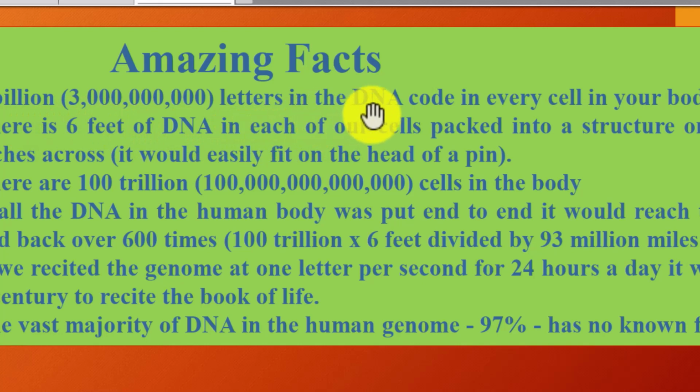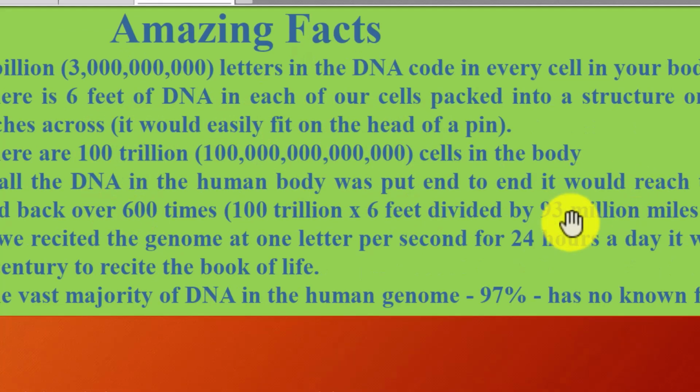There are 3 billion letters in the DNA code in every cell in our bodies. There is 6 feet of DNA in each of our cells, packed into a structure only 0.004 inch across. It would easily fit on the head of a pin. There are 100 trillion cells in the body.